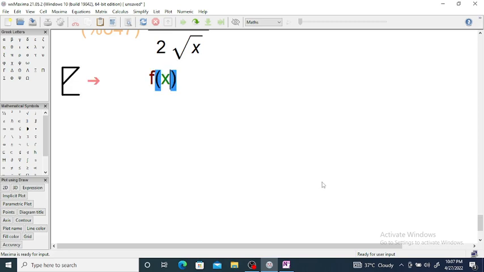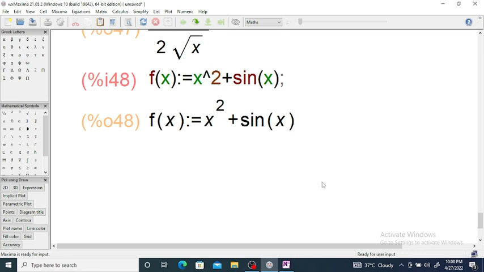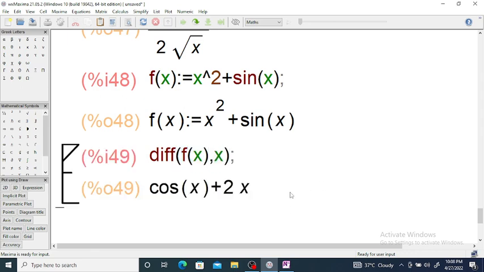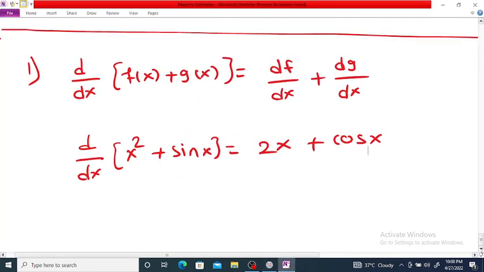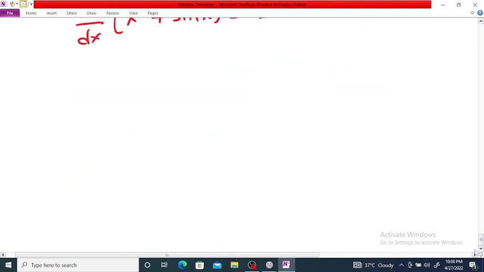In Maxima also you can take the derivative of the addition of two functions. Say f of x is equal to x square plus sine of x, and if you write here derivative of f of x, independent variable is x, then you will get it is equal to what? Derivative of x square is equal to twice x, and derivative of sine x is equal to cos x. Similarly, this is the one formula.